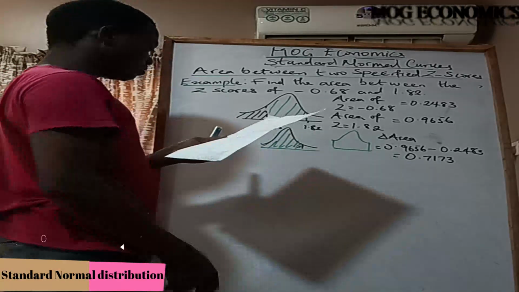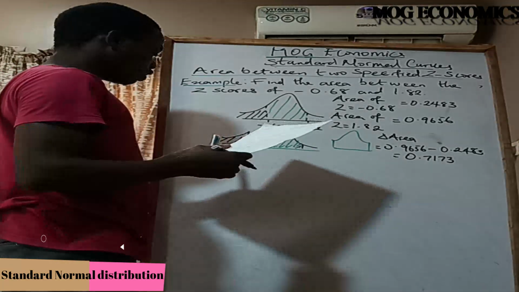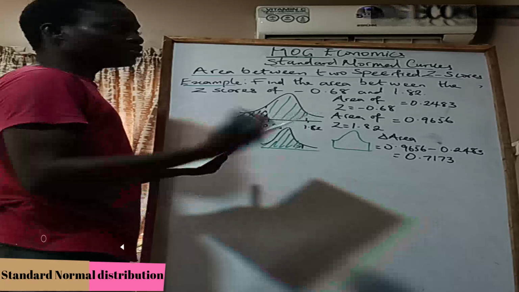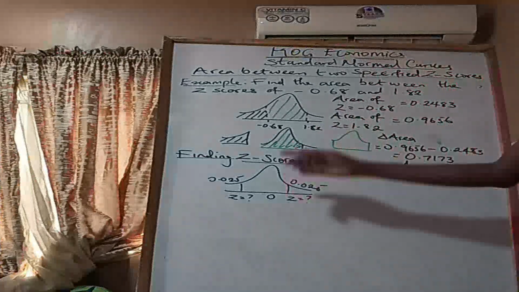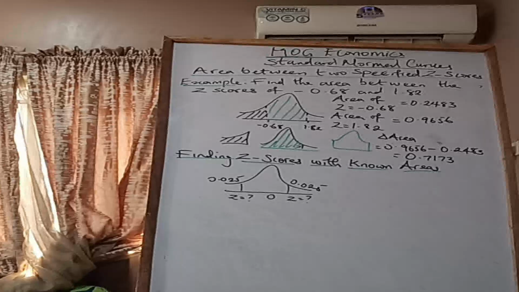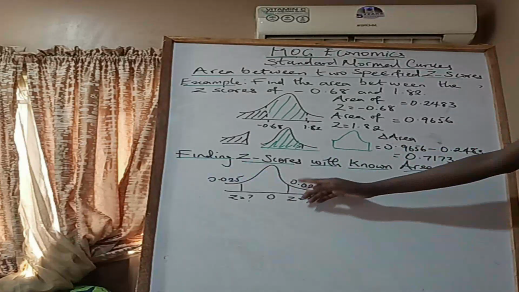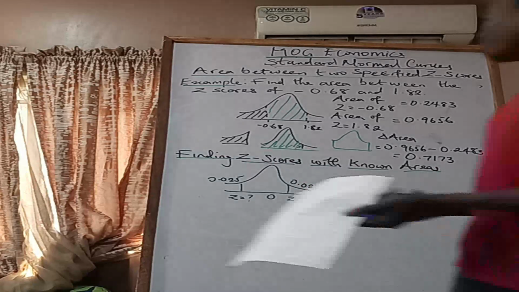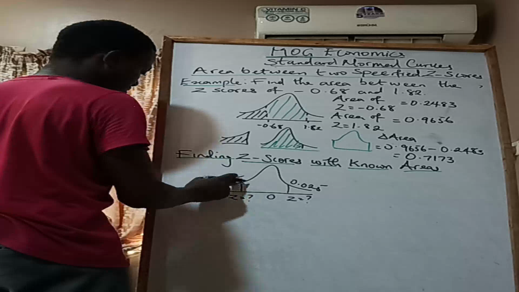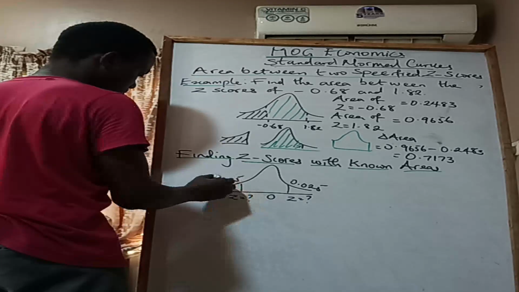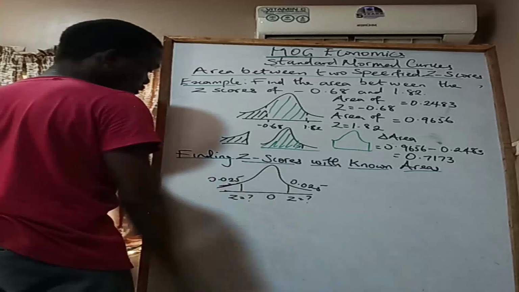All right. So the third part, I think time is already not on our side. The third part is finding z-scores with known areas. So now you know the areas, and you're trying to look for the corresponding z-scores. This is an area of just this part, and this is the area of just this part. I don't think I drew them equally. They're supposed to be equal, at least they look like they are equal.